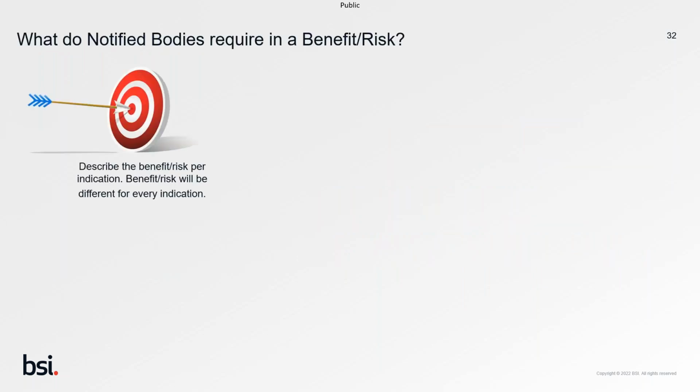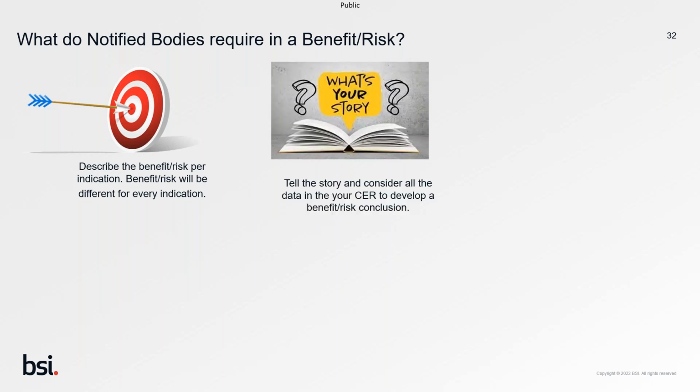So what are we looking for in a notified body benefit risk? Well, it's important to think that when you describe benefit risk, you consider it per indication. The benefit risk ratio or assessment will be different for every indication. Some indications will have greater benefit, and some indications will have less benefit, but may still outweigh risk. And it's important that when you describe your benefit risk, you don't make these bold general statements. You actually start to think about each of the indications that exist. And really tell the story behind how you've got here.